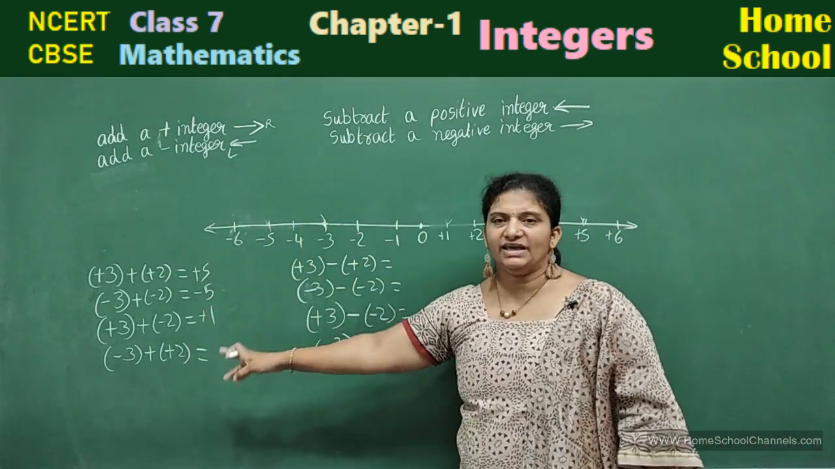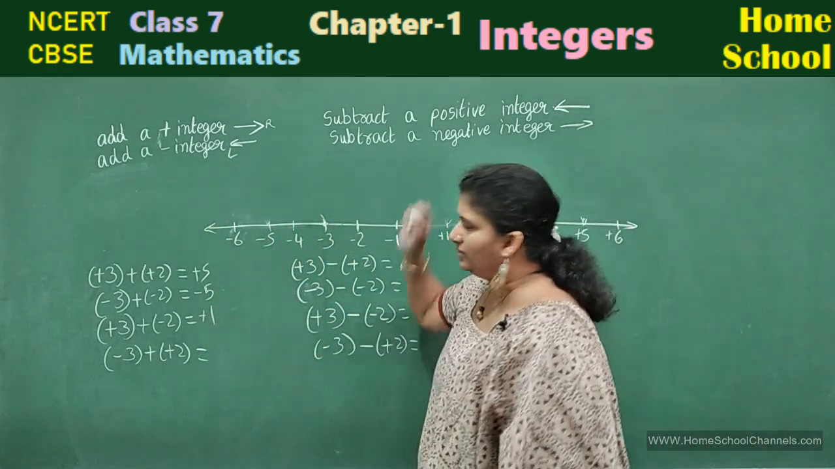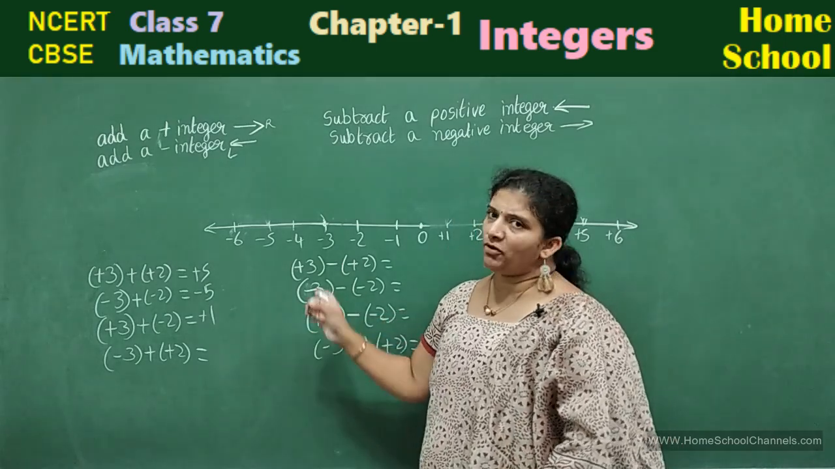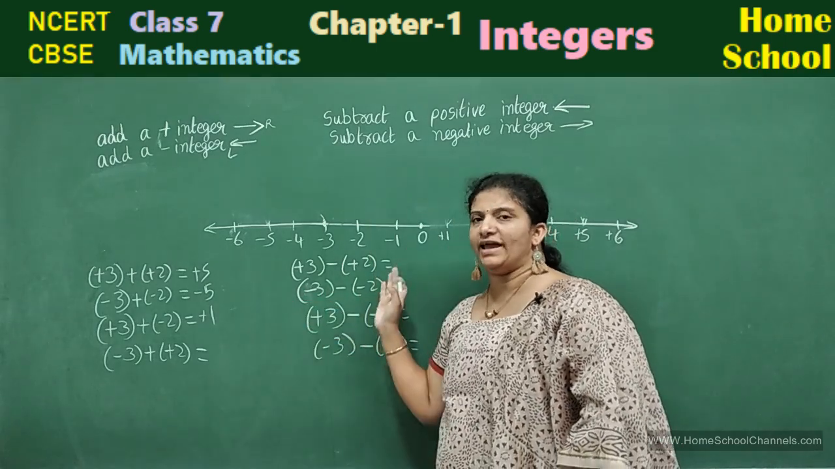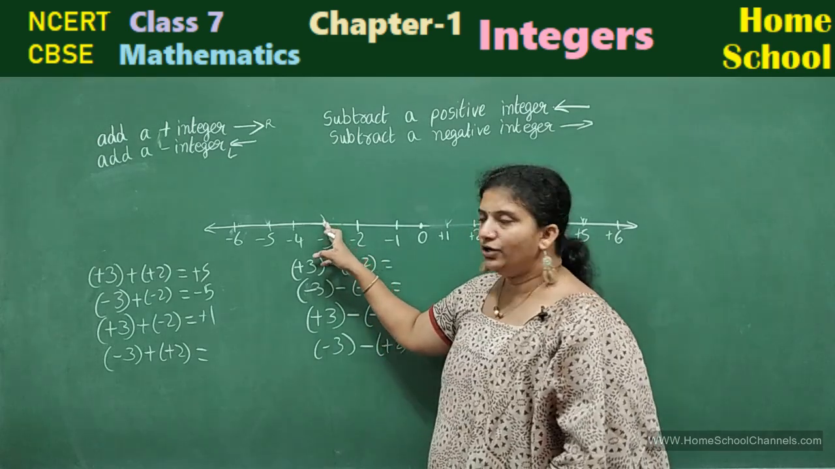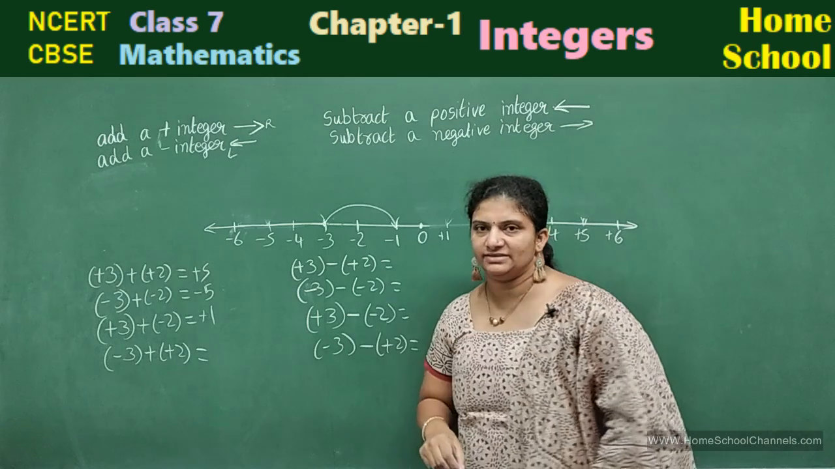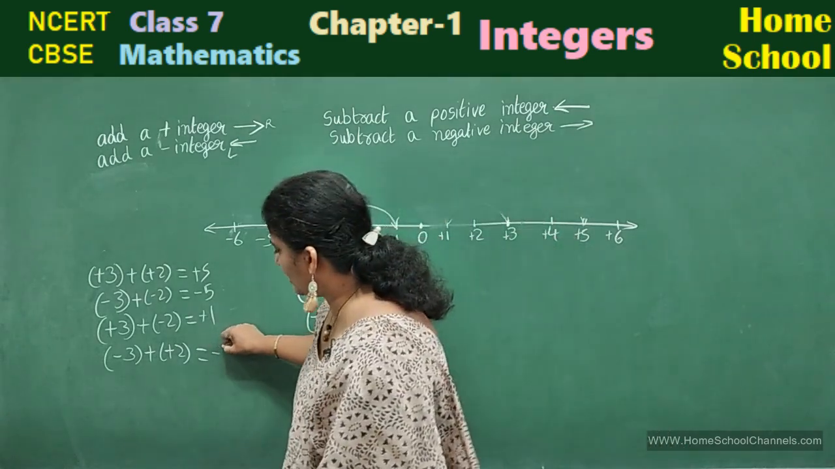Next one, minus 3. Your position is here, right? Plus of plus 2. When you add a positive integer, you need to move right side. From here, 2 digits towards right side. That means this is your answer. What is your answer? Minus 1.